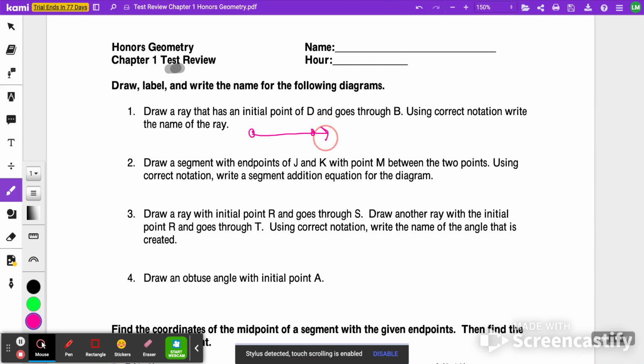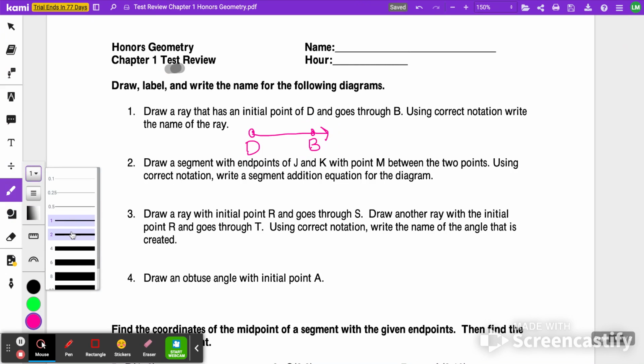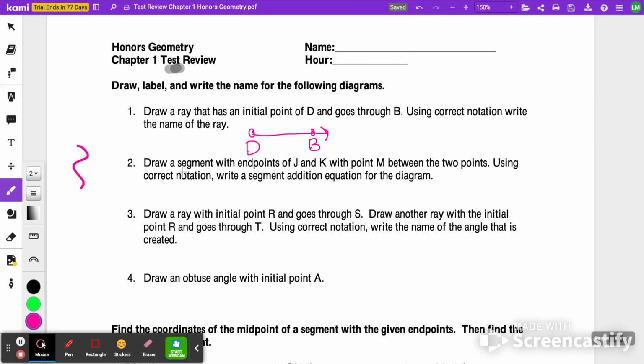And we do want to make it a ray, so we just want to make sure B is the endpoint of that and D is the starting point of that. For number 2, it says draw a segment with endpoints of J and K with M between the 2 points, and using correct notation, write a segment addition equation for the diagram.